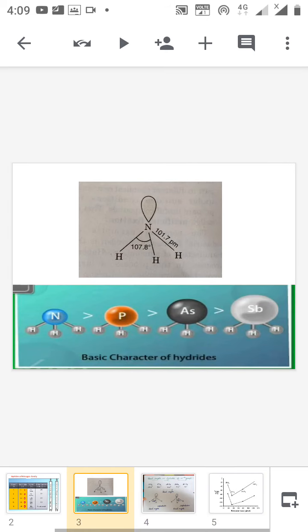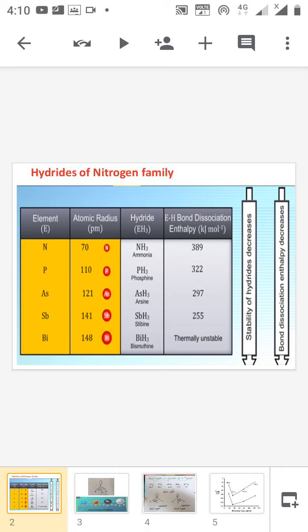Next is the basic property of the hydrides. As shown in the bottom figure, the basic property of the hydrides decreases in the order ammonia greater than phosphine, greater than arsine, greater than stibine. So the stability decreases and the bond dissociation energy decreases down the group, and the basic properties also decrease. The only property which increases is the reducing property, and the boiling point also decreases when we move down the group. Thank you.